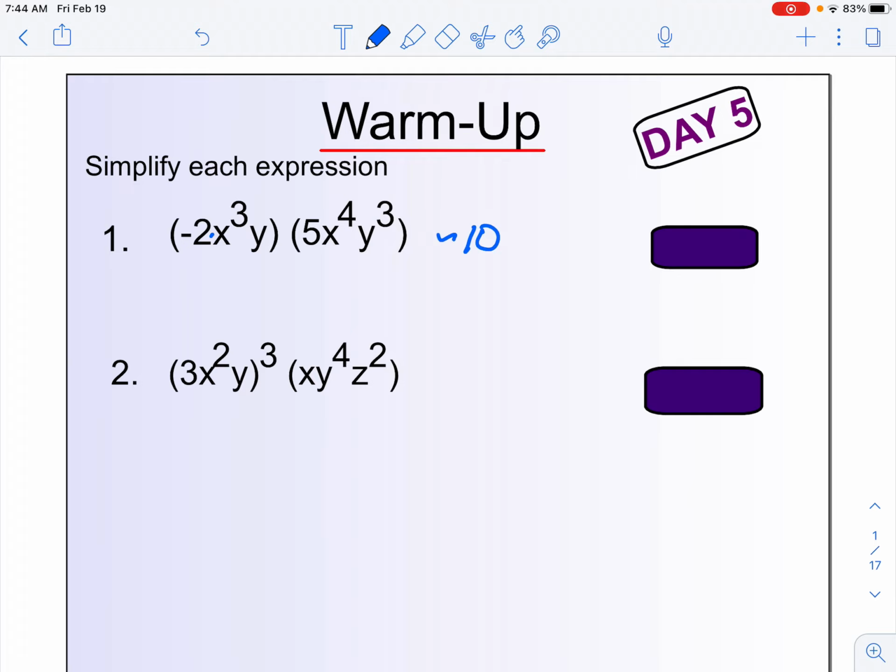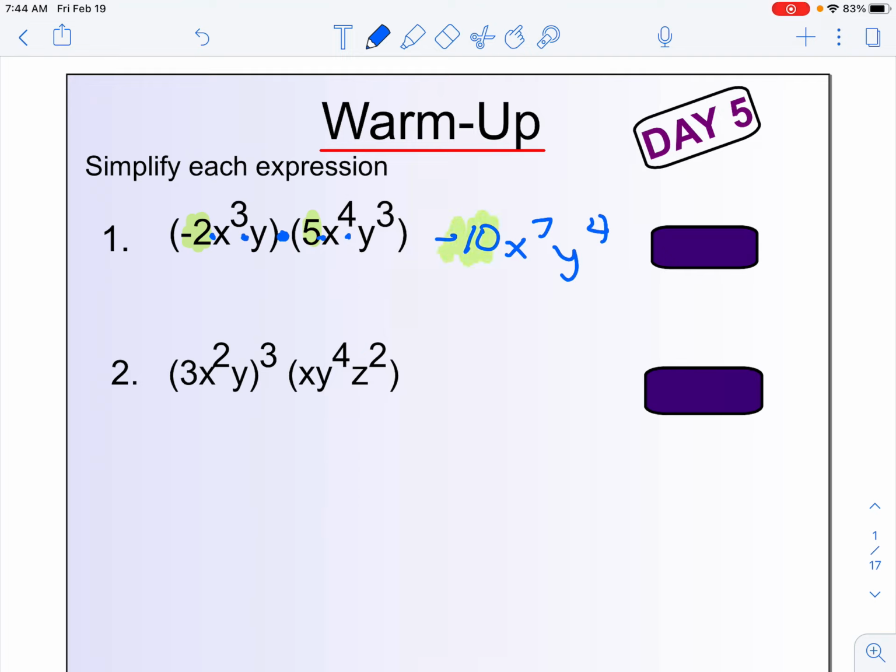So, the answer to the first question should be negative 10, x to the 7th, y to the 4th. Now what happens here is these are all just multiplied together inside this parenthesis, and then these parentheses just mean multiply. So we can rearrange the order of any of these, and we can just go ahead and multiply the negative 2 and the 5 together to get the negative 10.